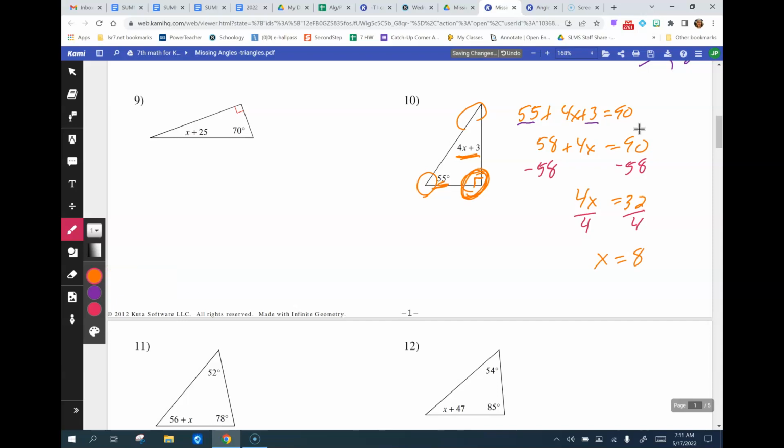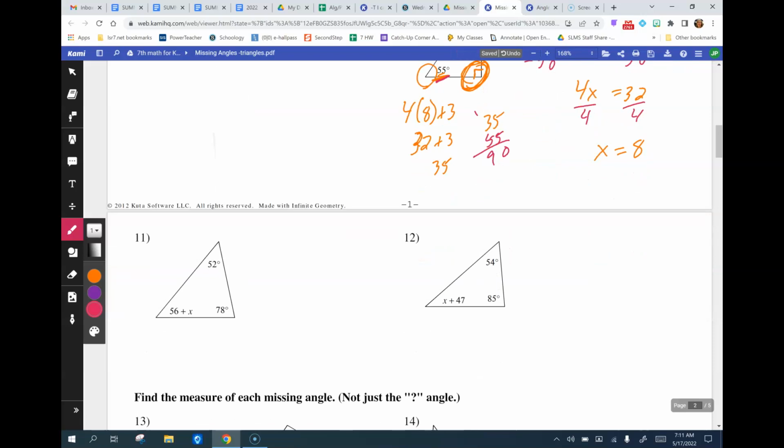Now let's just check and make sure. Let's plug that in. 4 times 8 plus 3, that gives me 32 plus 3, that gives me 35. Now I'm going to take 35 and 55. 55, does that give me 90? It sure does. Ta-da, we're right.